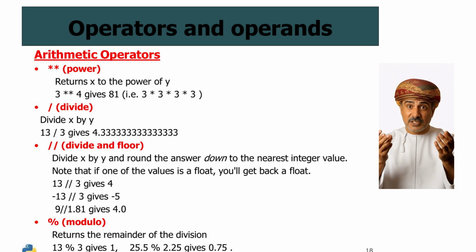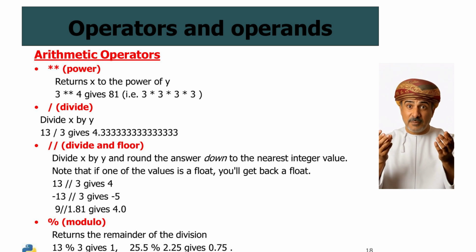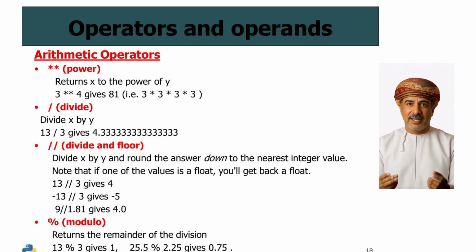The slash divide gives the quotient, such as 13 / 3 resulting in 4.33. The double slash divide and floor rounds down, so 13 // 3 is 4. The percent modulo returns the remainder, for instance 13 % 3 is 1.